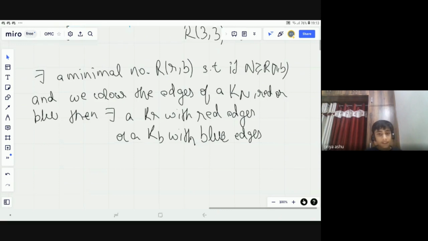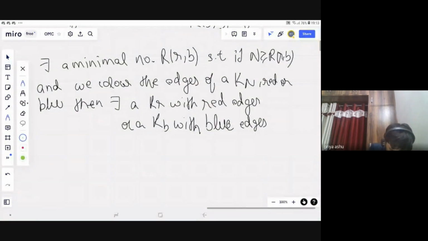And so the existence of R of r comma b is not trivial. So we'll prove it. Oh, and also that r and b have to be at least 2.